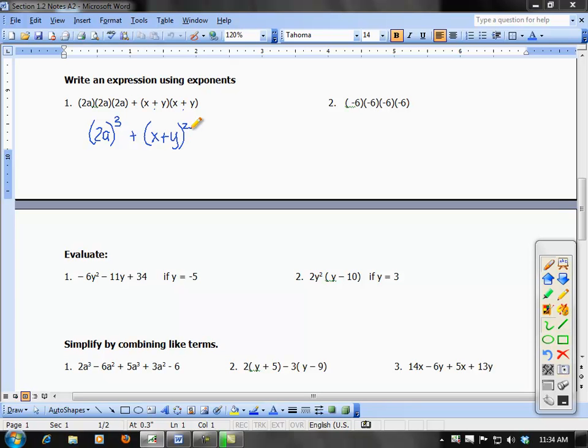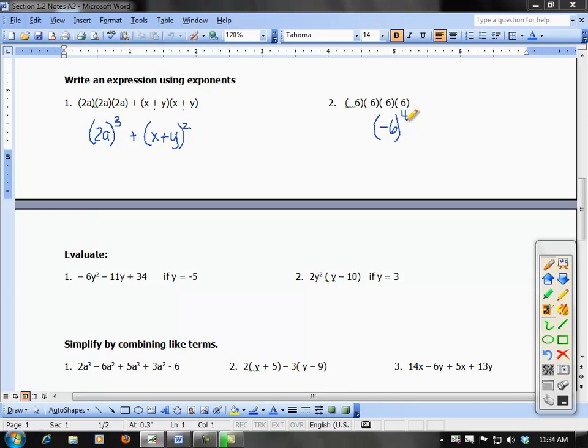And all we're trying to get you to do is to say, why would we write it 3 times when we can easily just say cubed? Second one, -6 is being multiplied 4 times. We need our parentheses around a negative, so it's -6 to the 4th power.